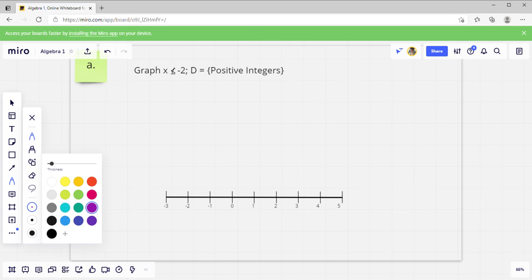First is A, and A says graph X is not less than or equal to negative 2, and we have to use positive integers. So it's everything that's more than negative 2. It's not equal to negative 2, and it has to be positive integers. So that's going to be everything that's more than negative 2, but we can't use negative 1. We can't use 0. That's not positive. So it would be 1, 2, 3, 4, 5, and we have to use dots, and it can only be the positive numbers that are in the dots.